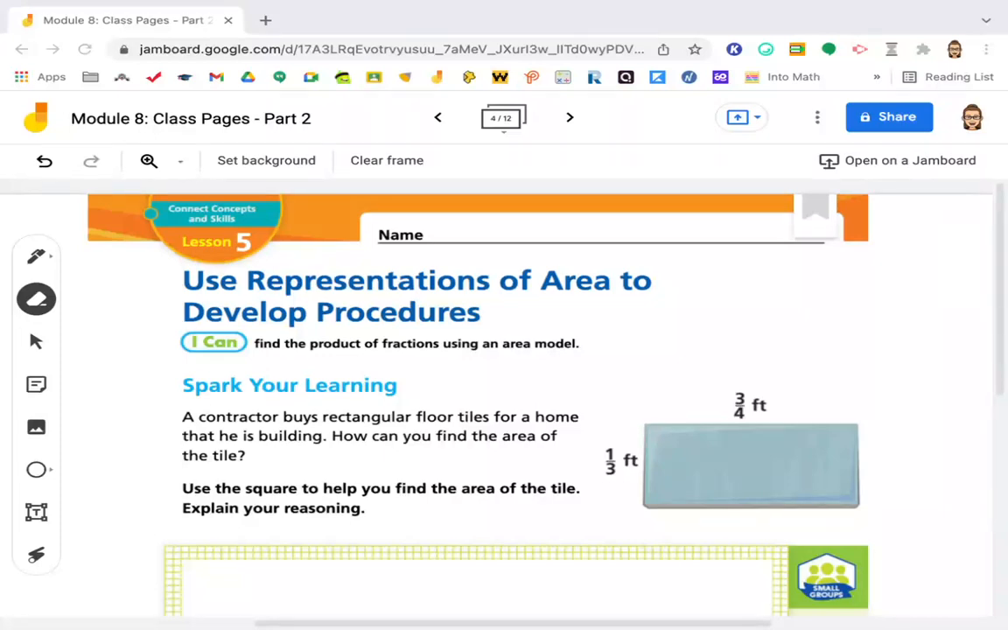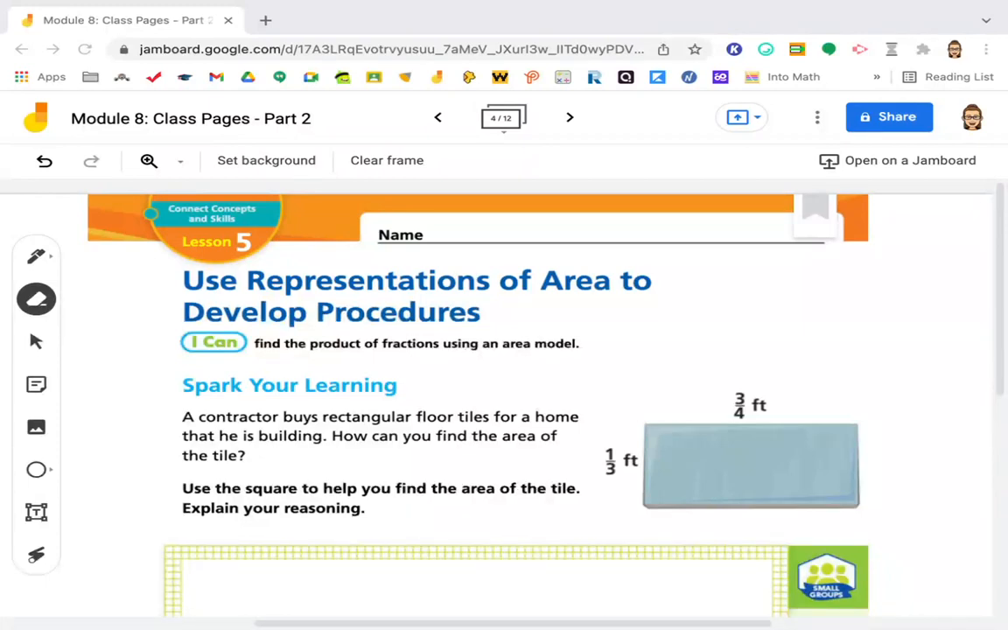Hello, mathematicians. Today we are looking at Module 8, Lesson 5, which is all about using representations of an area to develop procedures. Hopefully by the end of this lesson, you'll be able to find the products of fractions using an area model. So look at the spark you're learning.